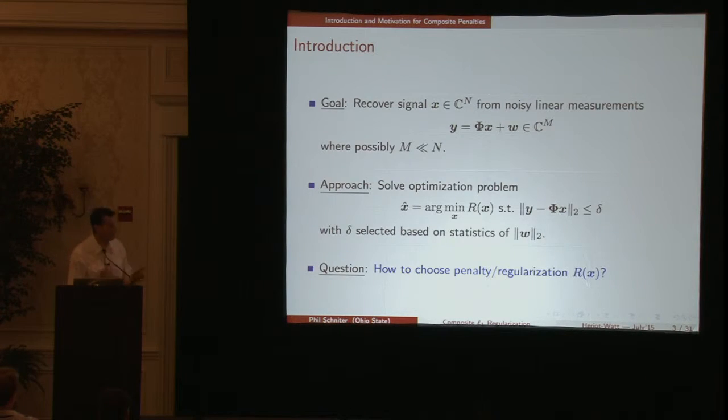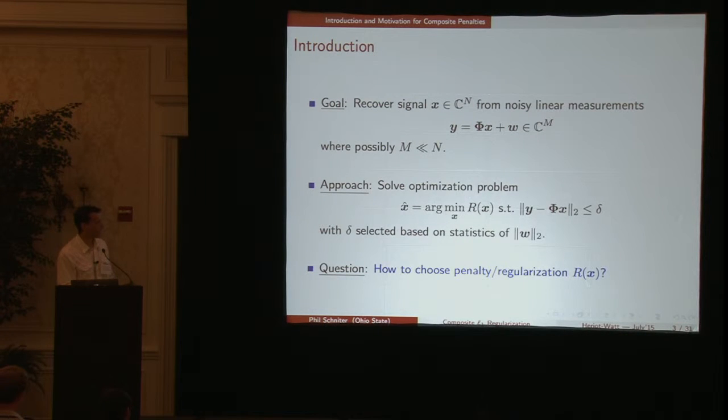Just to get some notation sorted away, this is the standard compressed sensing problem. We have a signal X, which is not necessarily sparse. It's something like an image. We measure it through some linear system phi, which is typically compressible. We'll assume that the signal dimension n is larger than the measurement dimension m, and we have some sort of additive noise.